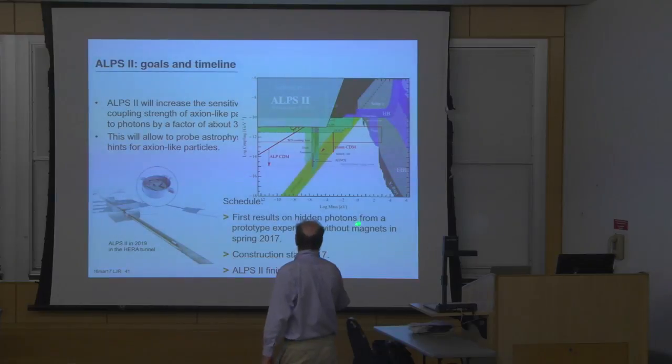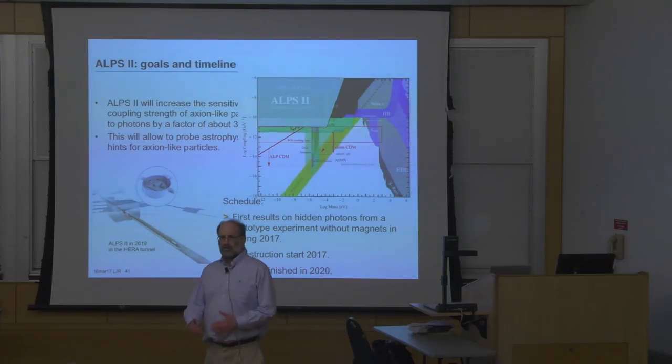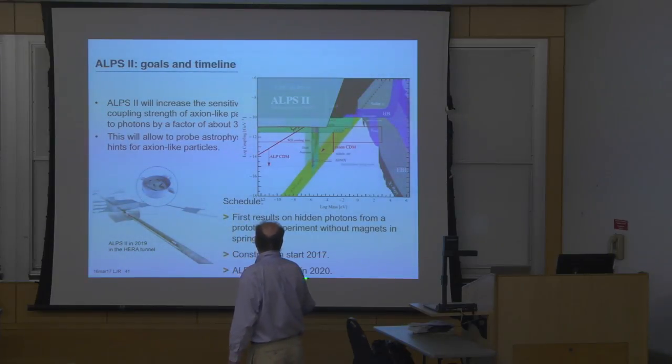So the schedule here says spring of 2017. This is probably a year away. So they have an experiment where there are no magnets, just with the optics tables, et cetera. That's probably delayed by a year. And then ALPS II finished 2020 is probably now pushed to 2021 at this point.